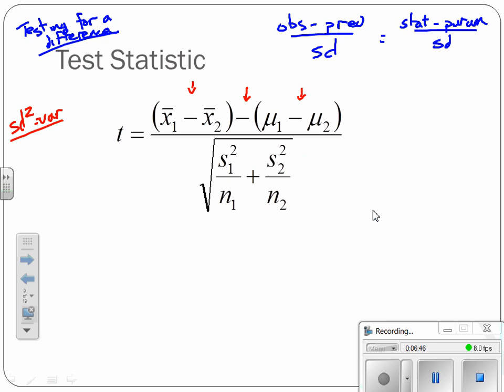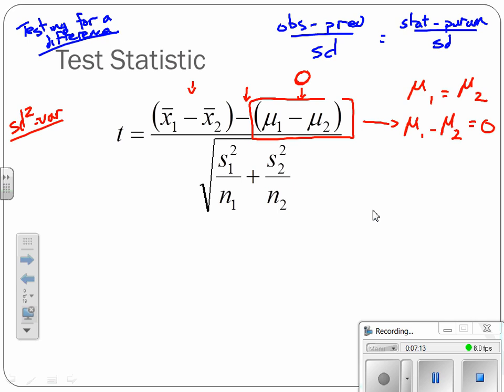One other thing to realize, let's take a look at this piece right here. Typically your H0 is mu1 equals mu2. If we move everything to one side, mu1 minus mu2 equals 0. So we're going to work under the null hypothesis that there is no difference between the two groups. A lot of times, this number right here becomes 0.